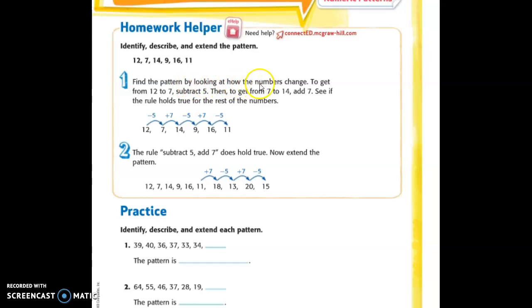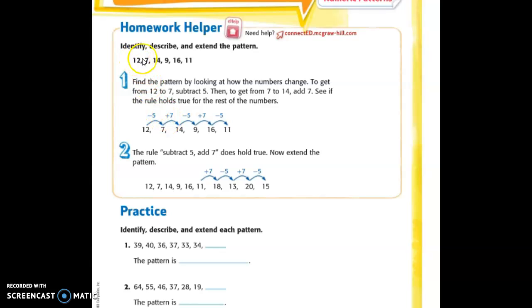Find the pattern by looking at how the numbers change to get from 12 to 7. So our first numbers decrease by 5. And that's what it says here: from 12 to 7, subtract 5. Then to get from 7 to 14, you add 7. See if this holds true for the rest of the numbers. So is the pattern minus 5, plus 7?